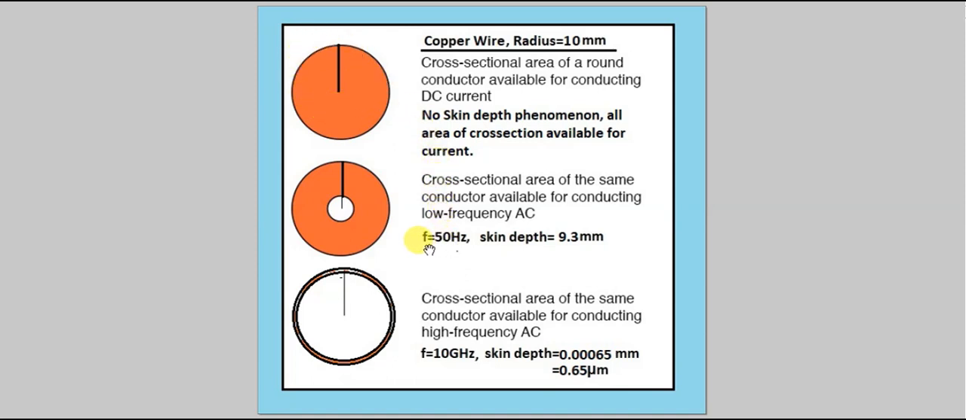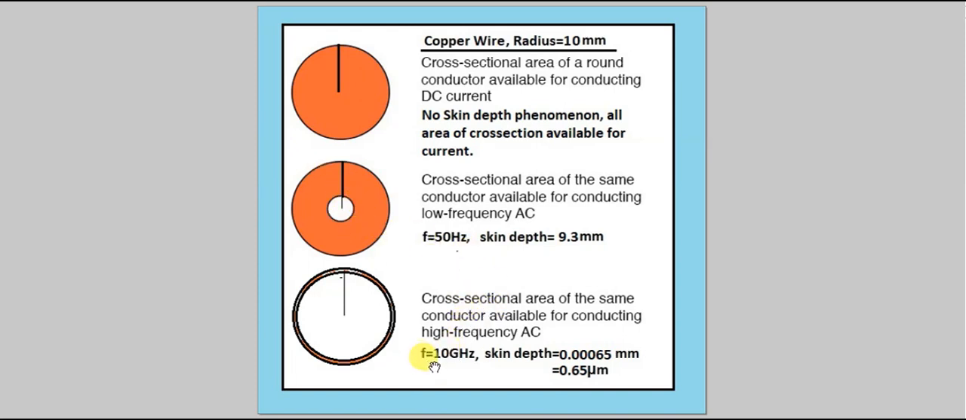Now, if we allow a current of frequency 50 hertz, the skin depth for this wire will be 9.3 mm. So you can see a very small impedance being observed. A small area of the cross section is void of charges, but the charges will still flow through a considerable 9.3 mm radius of the cross section. You can find the area of cross section by pi r squared in this particular case.